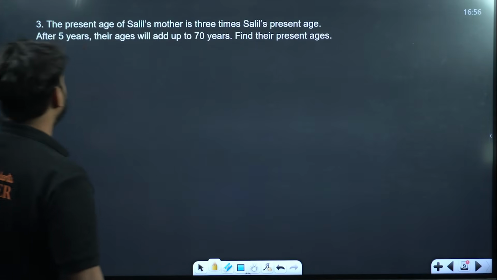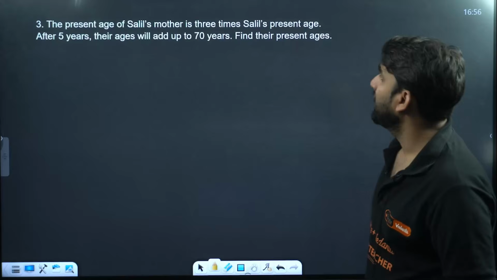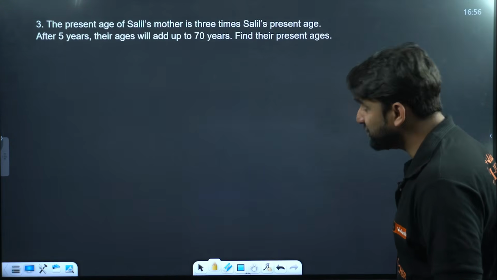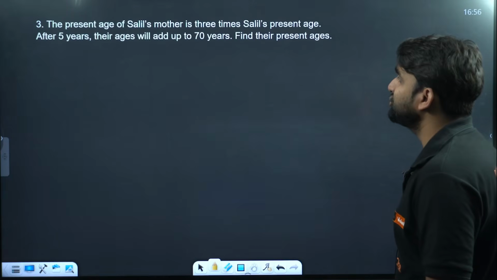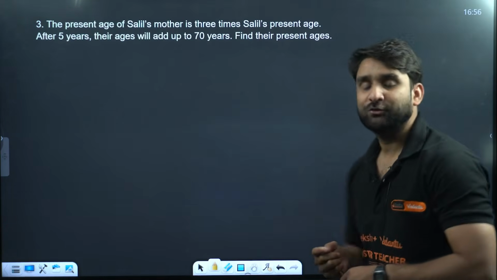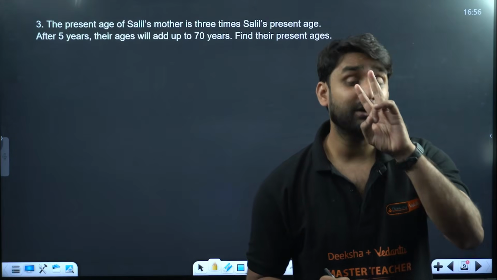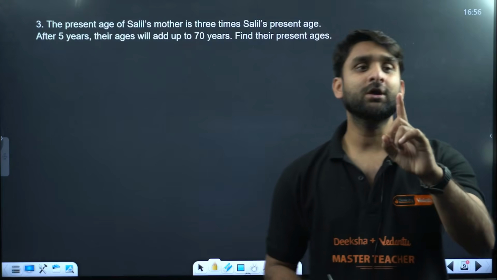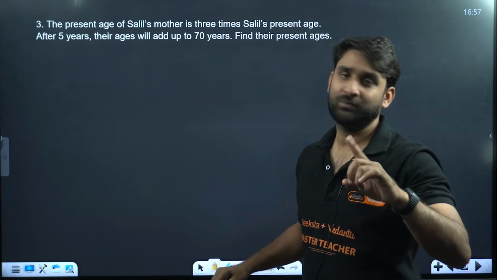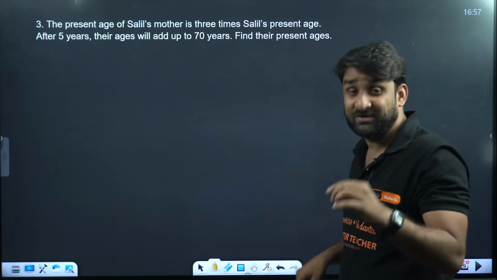Okay, these are word problem based questions. The present age of Salil's mother is 3 times Salil's present age. After 5 years, their ages will add up to 70 years. Find their present ages. So my dear champion, look at the question. In this question, there are 2 individuals, Salil and Salil's mother. There are a few conditions given, and we have to find out the present ages of both.